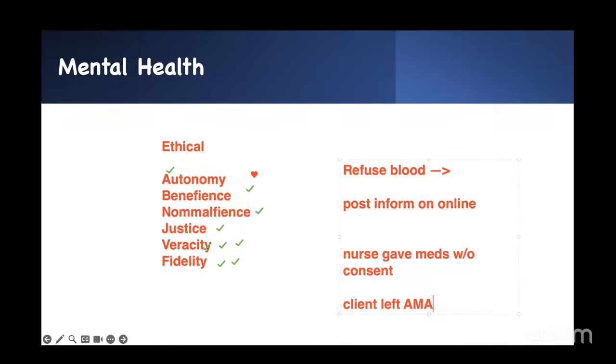If they said they want to refuse blood, they have autonomy. They can do whatever they want. If you post information on somebody online without their consent, that's a HIPAA violation. You breached confidentiality. If the nurse gives a medication without consent, that is battery. You touched the patient without getting consent. You have not just assaulted them, that's battery. You went to that stage. And if the client wants to leave AMA, what do you do?